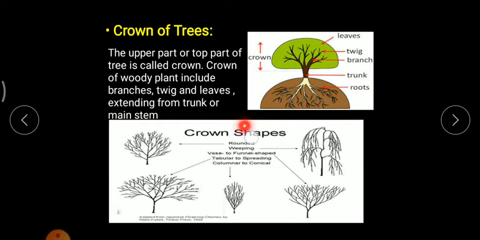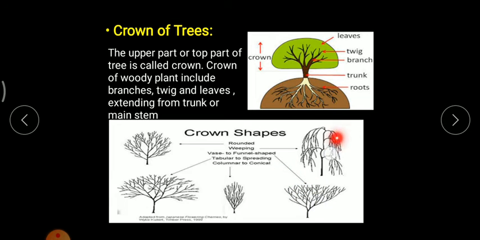As you can see in this picture, different shapes of trees are there. Some are rounded shape, weeping shape. This is vase funnel shaped. This is tabular shape, columnar shape. This is a columnar one. This is vase funnel shape.